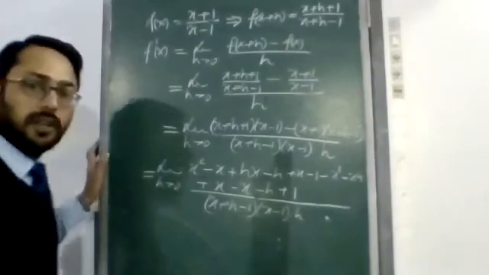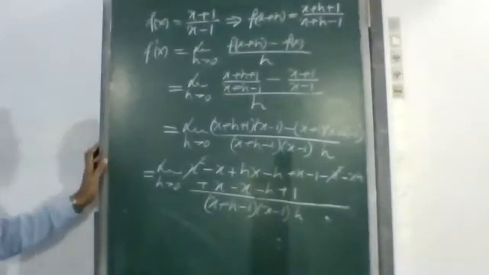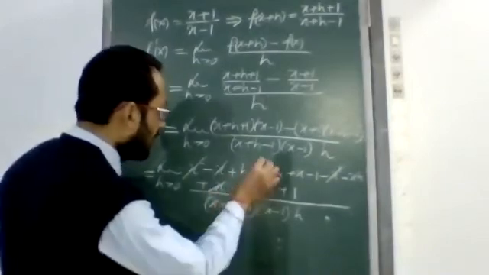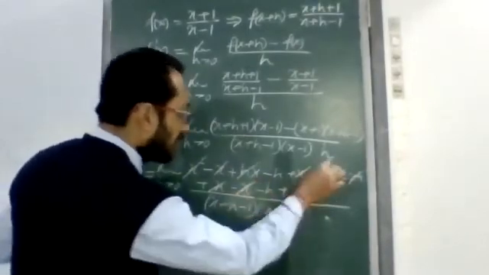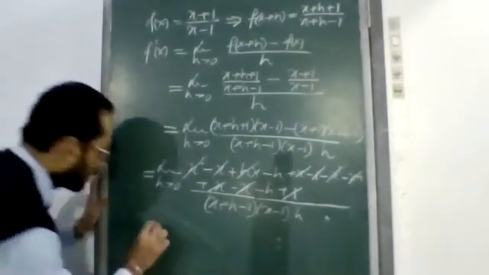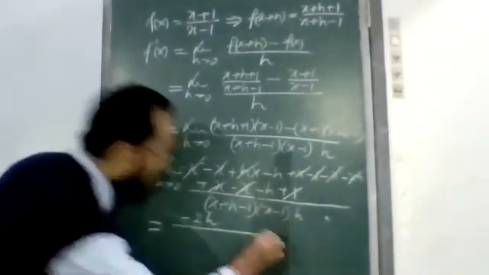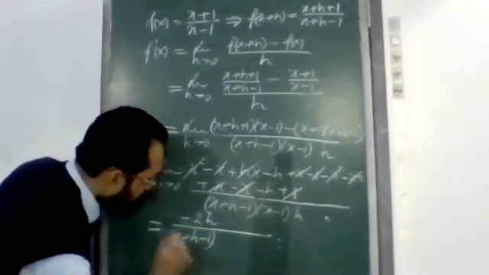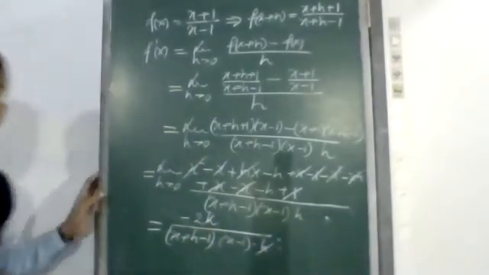Let us see what all gets cancelled. x square to x square will get cancelled. Minus x to plus x will get cancelled. hx to hx will get cancelled. Plus x to minus x, and minus 1 to plus 1 will get cancelled. So altogether almost everything is cancelled. Only the left part is minus 2h upon (x plus h minus 1) into (x minus 1) into h. This h to this h will get cancelled.